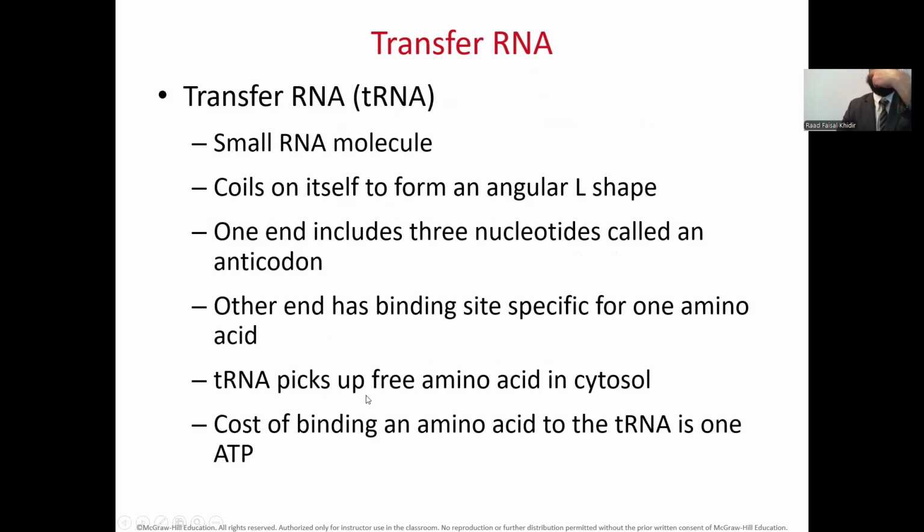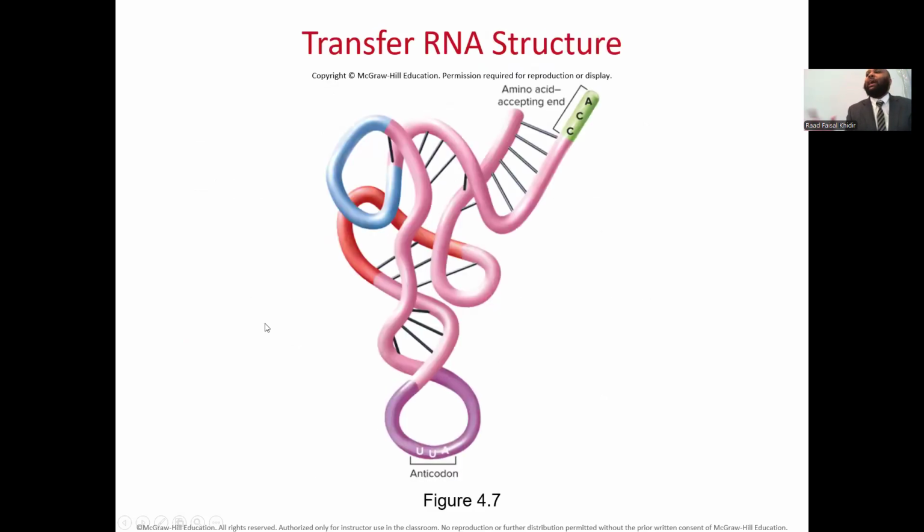The tRNA is going to pick up amino acids in the cytosol, and the cost of binding an amino acid to the tRNA is 1 ATP. That's very important. So we need 1 ATP in order to hook up and attach the amino acid to the tRNA.